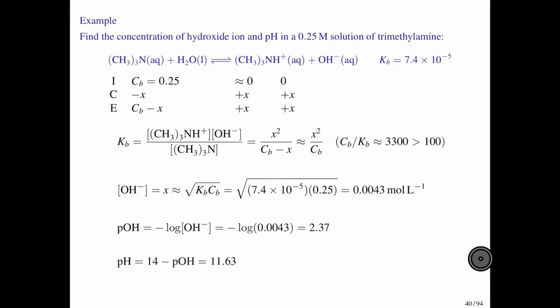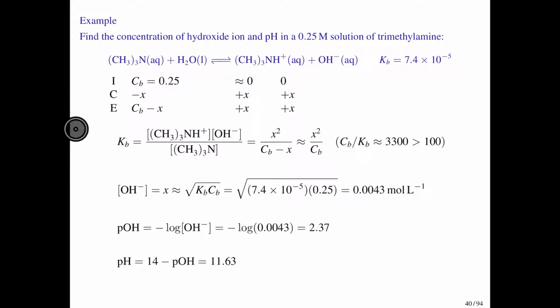This problem here is illustrating that the same approach works for basic solutions. So here we're being asked to find the hydroxide ion concentration and the pH of a trimethylamine solution, where the initial concentration of the base is 0.25. So trimethylamine is a weak base. It accepts a proton from water, forming the conjugate acid and leaving behind hydroxide.